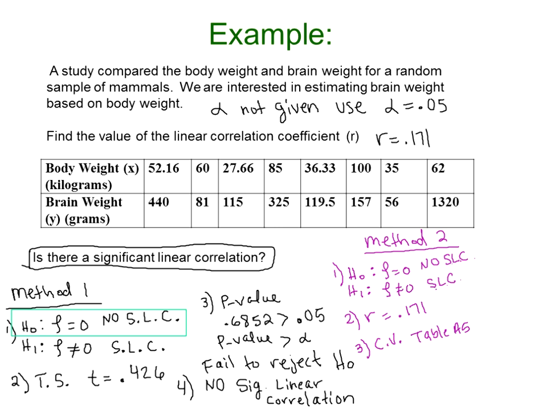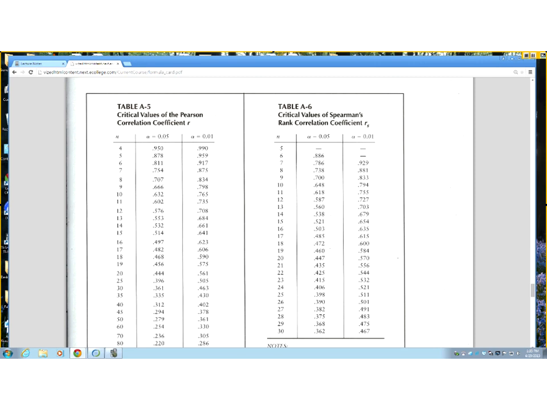So we actually need that in our table. So alpha is 0.05 and then n equals 8. So when you look at the table, those are the things you're looking for. So n is 8, that's right here. And then alpha is 0.05, so that's your critical value right there. So 0.707.